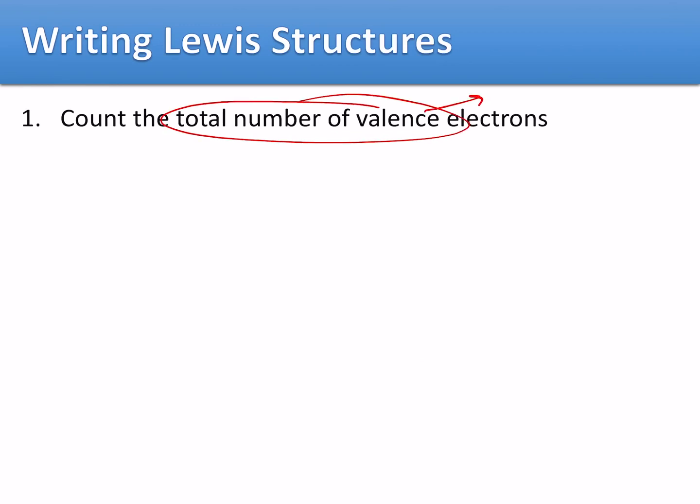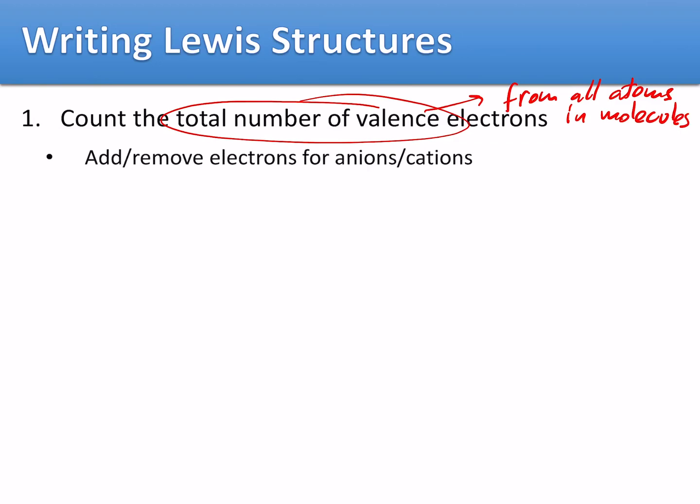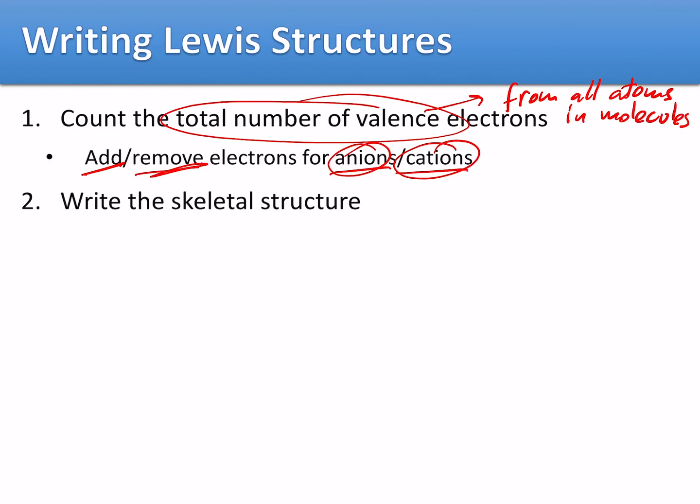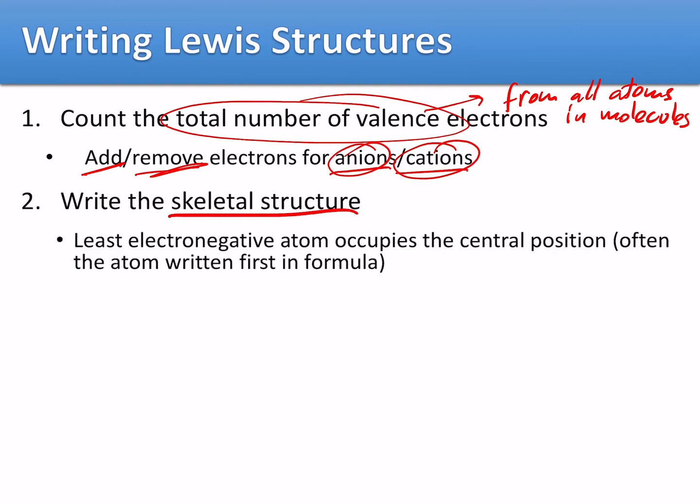Total number of valence electrons from all atoms in the molecule. Not just one, from every single atom. If you have 3 of the same type, well, it's 3 times the number of electrons for that particular atom. If you have an anion or cation, you have to add or remove electrons accordingly. If it's an anion, you are supposed to add. If you have cations, you are to remove electrons. Remember, anions gain electrons, cations lose electrons.